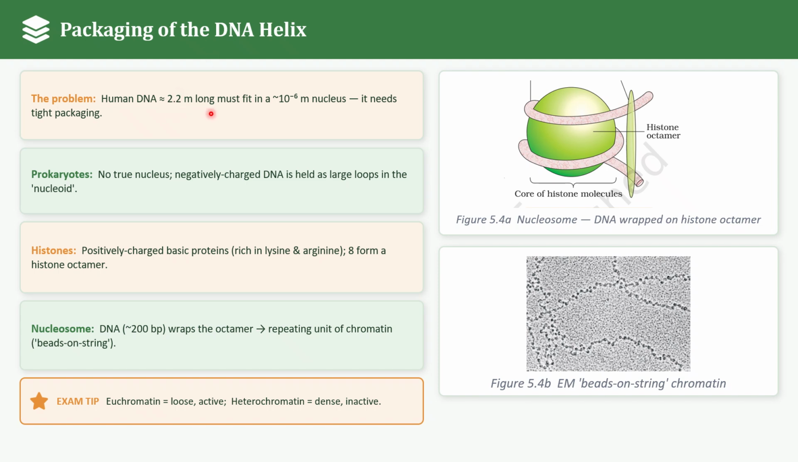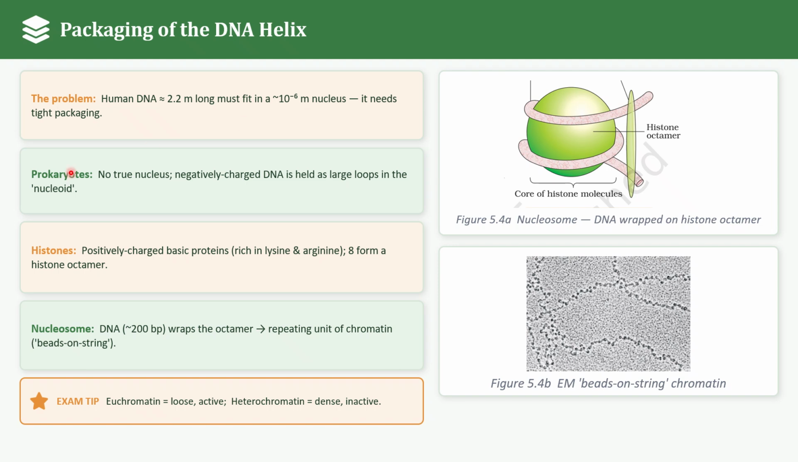But the nucleus has a diameter of only about 10 power minus 6 meter, that is 1 micrometer. Imagine trying to fit a 2.2-meter long thread inside a tiny ball. It seems impossible, right? But nature has an amazing solution called DNA packaging.